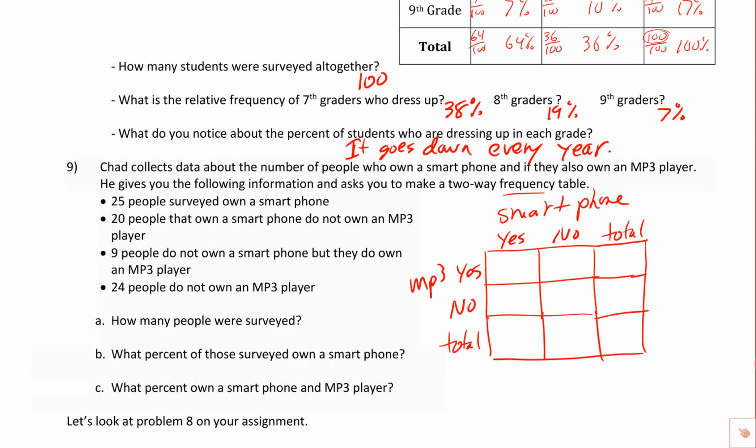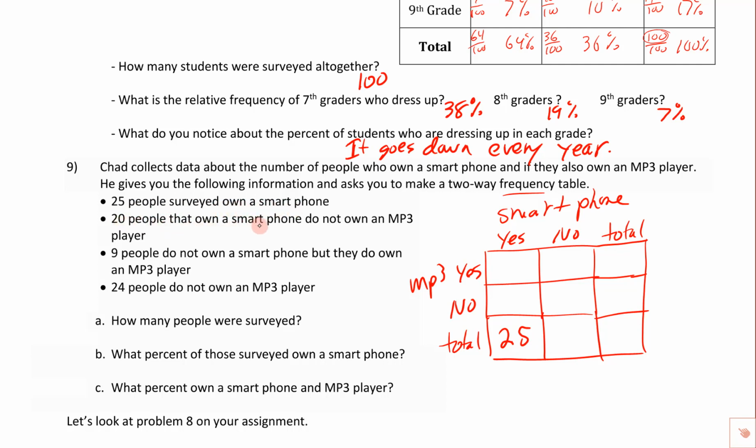So let's take a look. It says 25 people surveyed own a smartphone. So own a smartphone. Smartphone, yes. Now it doesn't say whether or not in that piece of information whether or not they own an MP3 player. So we're going to put 25 down here. Another way to say that is 25 people total who were surveyed own a smartphone.